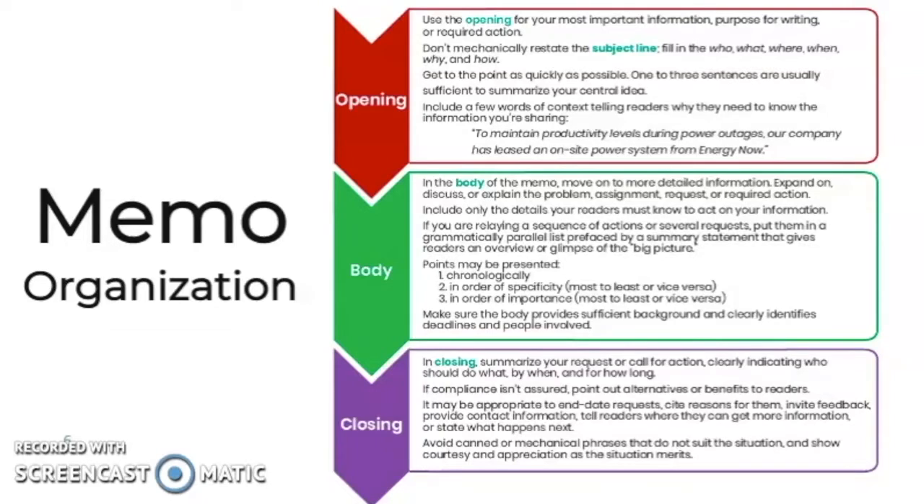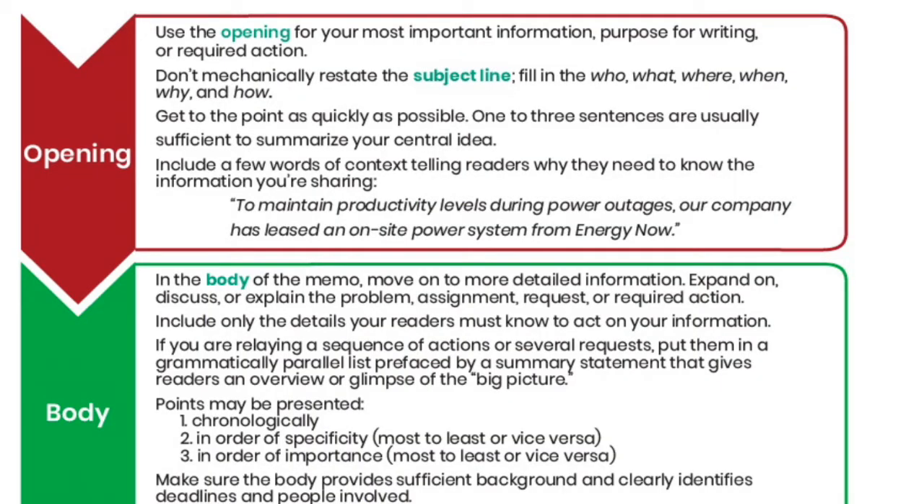So the most positive and neutral messages conveying routine or non-sensitive information can be organized using this outline here. The opening. Use the opening for your most important information. This seems kind of counterintuitive. It seems kind of like you would want to maybe lead up to the most important, but with memos, remember, it's about being simple and being brief. So you want to use the opening for your most important information. Don't just restate the subject line. You need to fill in the who, what, when, where, why, and how to get the point across as quickly as possible. 1 to 3 sentences are usually sufficient to summarize your central idea.